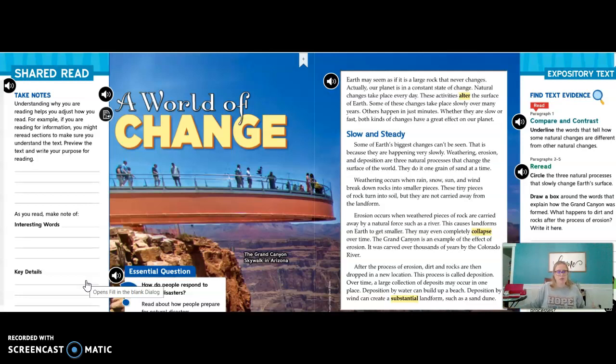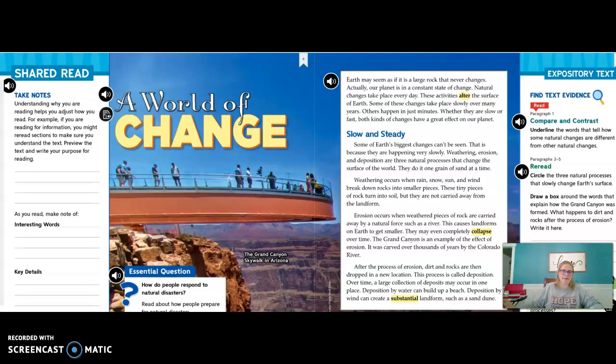So what I want you to do is I would like you to reread this story. I want you to push pause right now, and when you are done reading the story, push play again, and we will discuss.